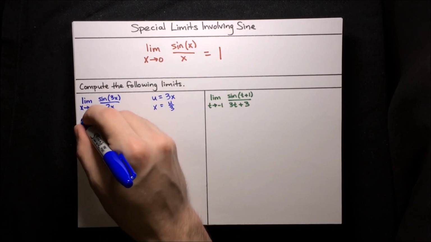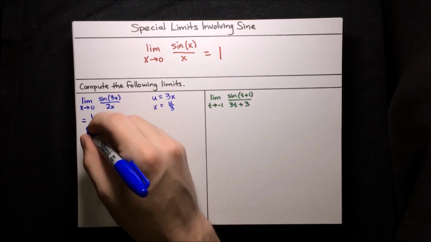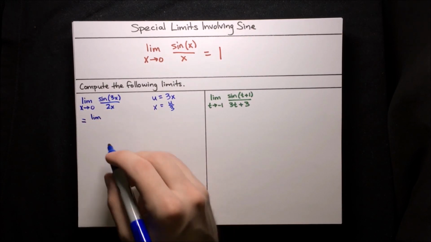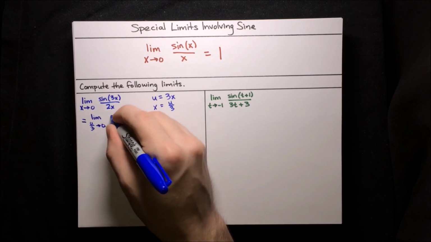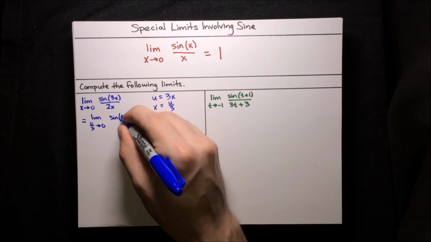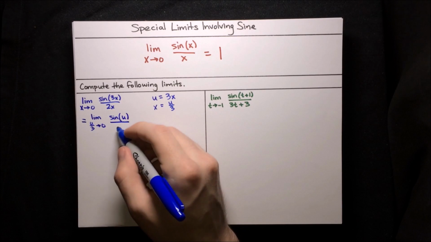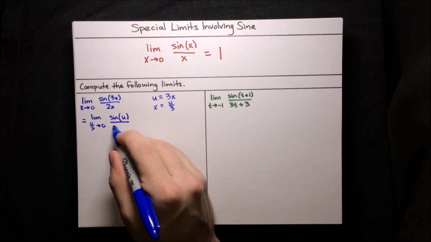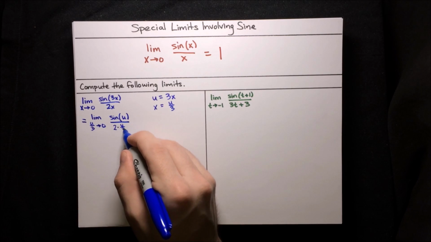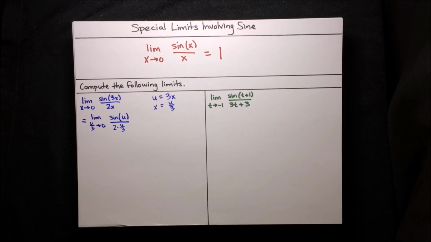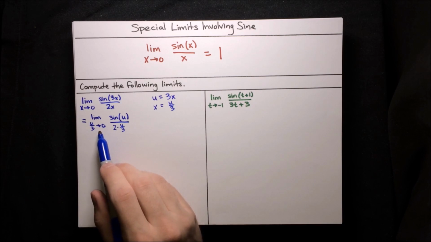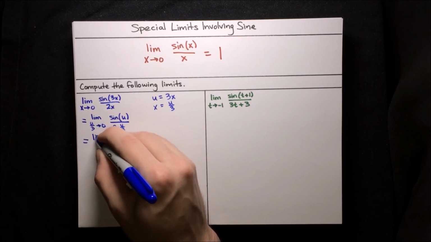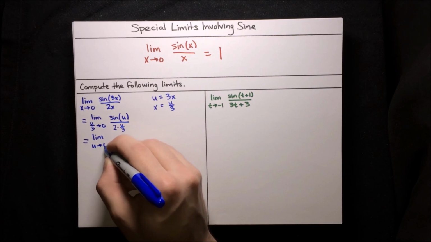Okay, so this limit here is equal to the limit as x approaches 0, well x is just u over 3, so the limit as u over 3 approaches 0 of sine of 3x, and 3x is just u, over 2x, and x is just u over 3, so this is 2 times u over 3. Alright, so this might look a little bit more complicated, but that's okay, we can simplify it further. First of all, notice that in order for u over 3 to approach 0, the numerator u has to approach 0. So this is just the same as the limit as just plain old u approaches 0 of the same stuff inside.